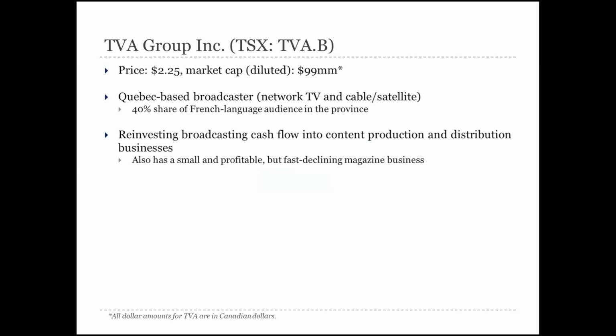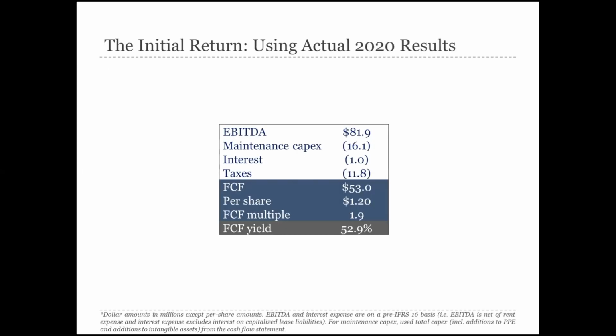and that is TVA Group. It trades at about $225, with a market cap of 100 million. It is a Quebec broadcaster with network TV and cable and satellite channels. It has a 40% share of French language audiences in the province of Quebec. Beyond broadcasting, it's reinvesting those cash flows into content production and distribution businesses. And lastly, it has a small and profitable but declining magazine business. So it's kind of a hodgepodge, which combined with its small size is why it's what you're about to see.